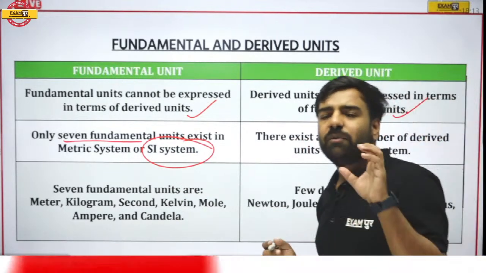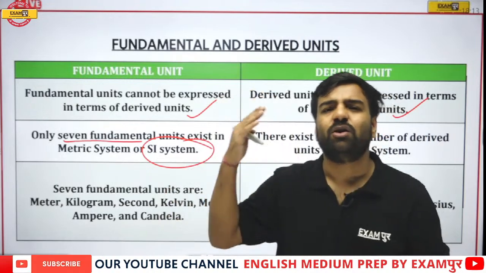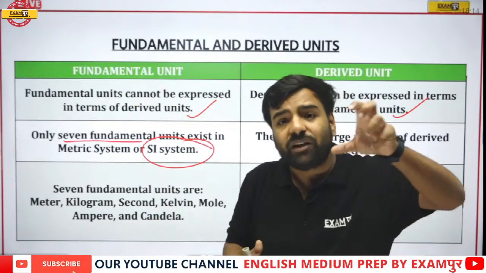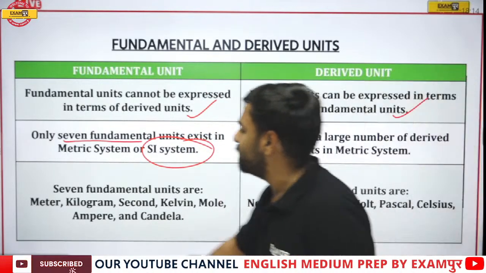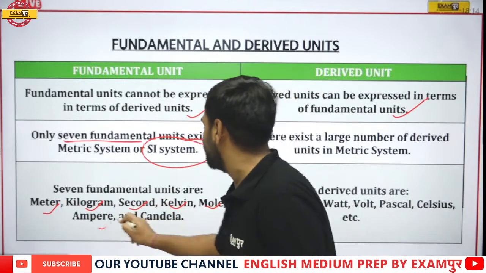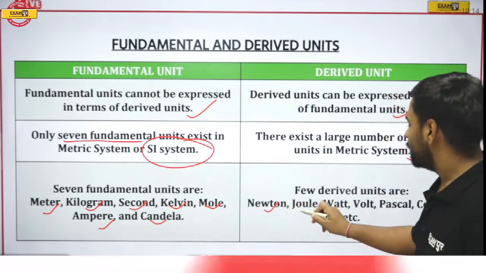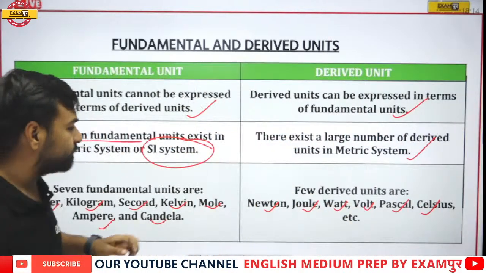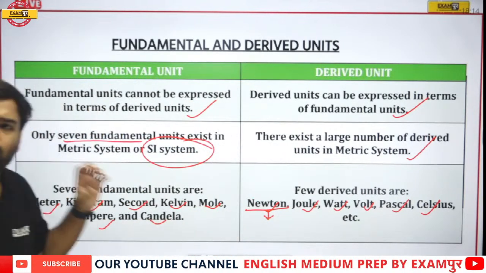Okay, so see, when I'm talking about the 7 fundamental units, what are they? Meter, kilogram, second, Kelvin for temperature, mole, ampere, candela. These are fundamental units. But if I talk about derived units, there exist a large number of derived units in the metric system, and a few of them are Newton, Joule, Watt, Volt, Pascal, Celsius. Now I have a point here. If I'm talking about Newton, can you tell me apart from Newton how else I can actually write it?